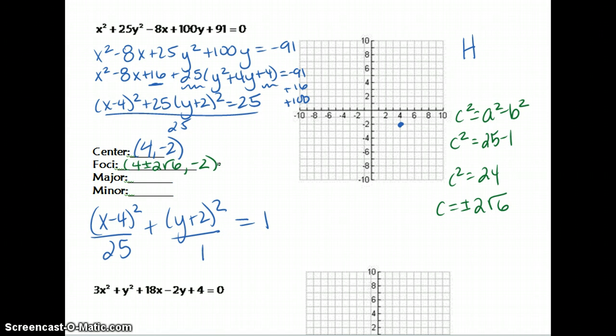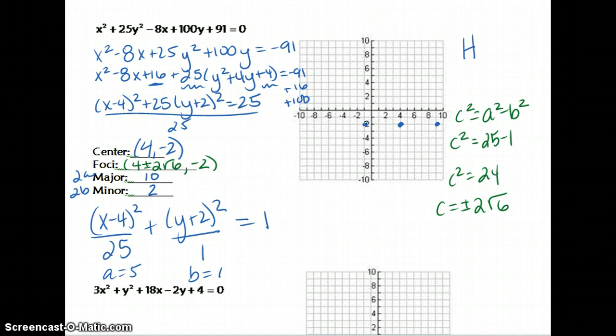Okay. To find the major axis, that's 2a, and the minor axis is 2b. Well, a is going to be 5, and b is going to be 1. So the major axis is 10, the minor axis is 2. Well, what does that tell us? That tells us that the horizontal axis has a full length of 10, which means from the center to the vertex is 5. So we're going to plot 5 away to the right and 5 to the left.